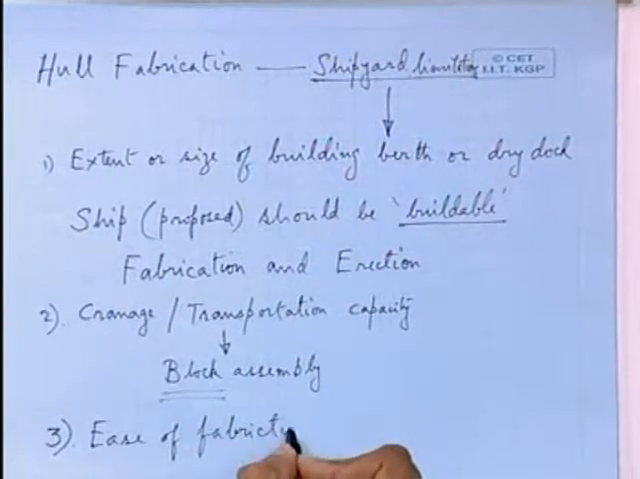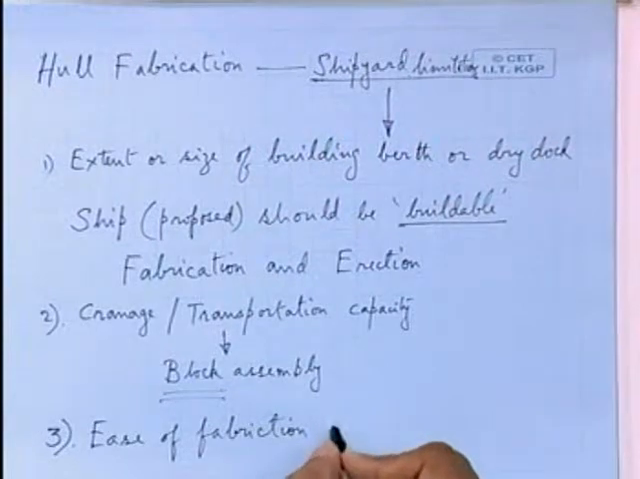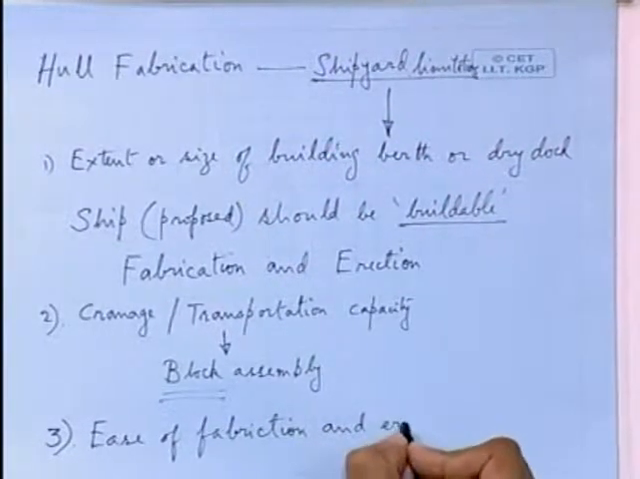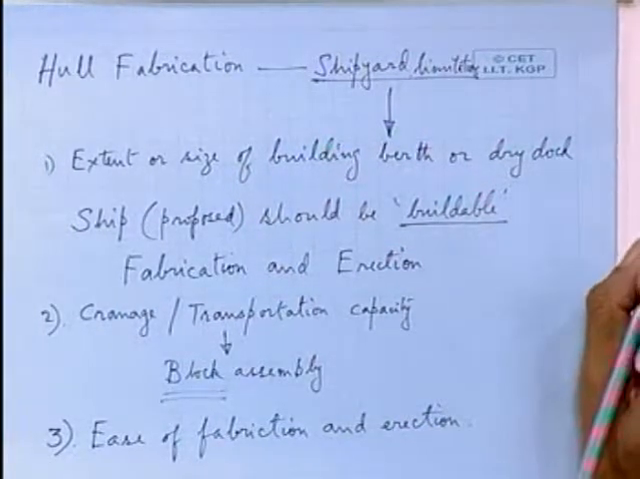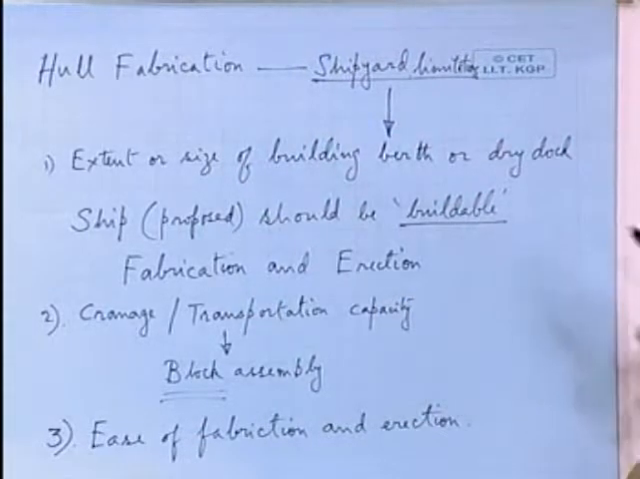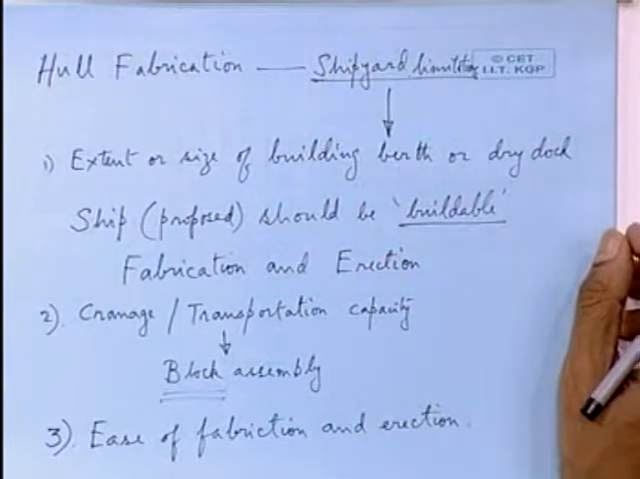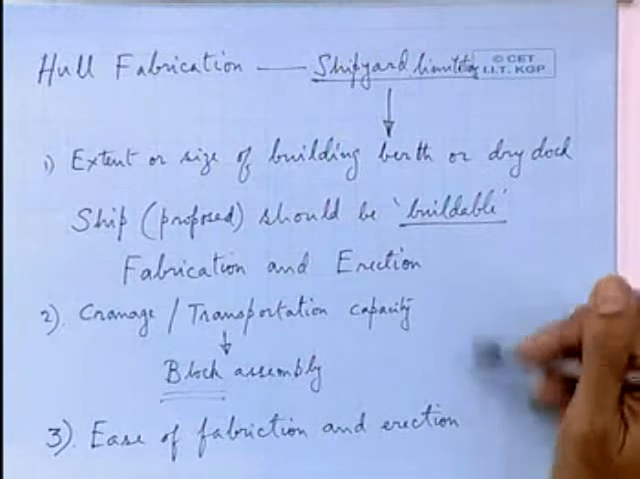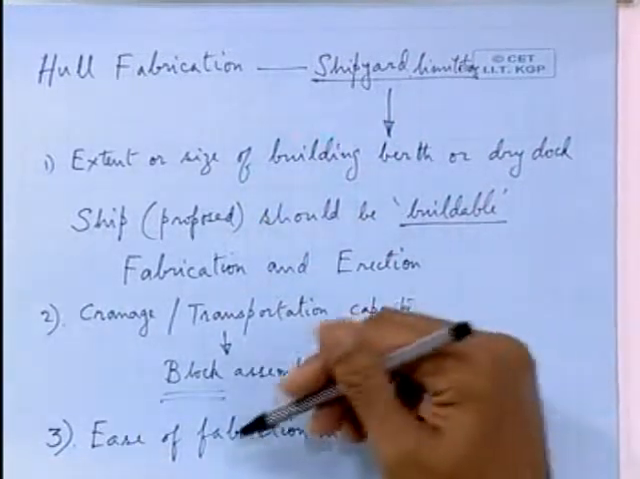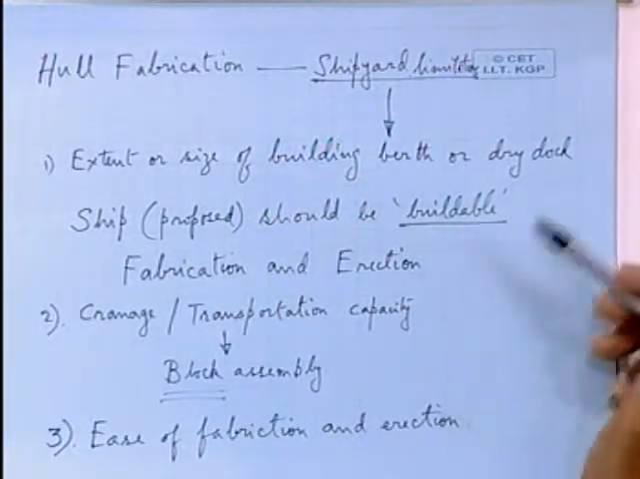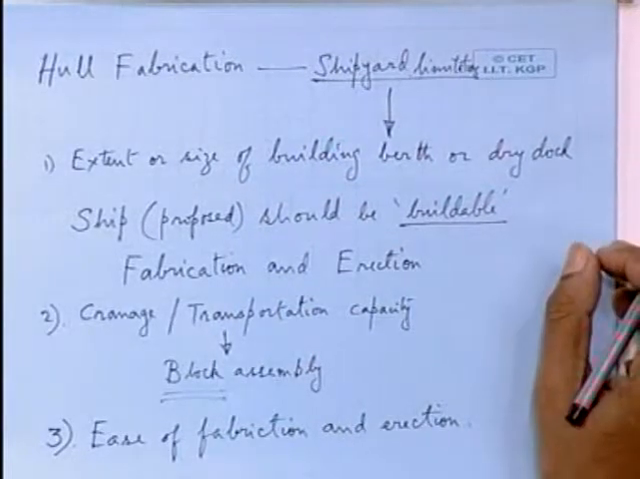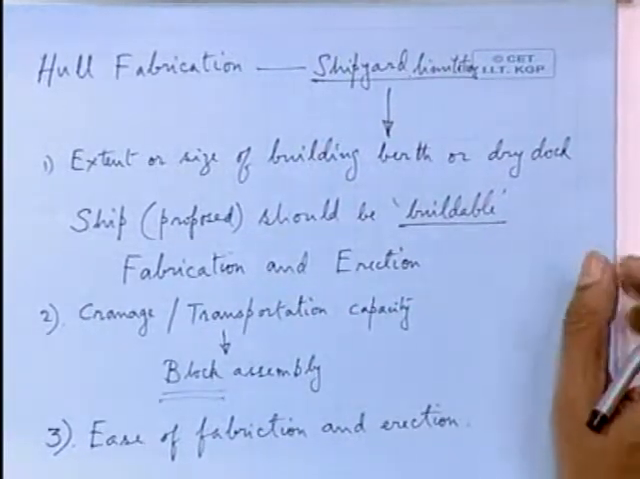Remember that shipbuilding actually consumes a lot of time, and not only that, the shipyard has to employ labor for doing this. So the more time the ship takes in, say, hull shop fabrication, the more the cost will go up. The Japanese yards have perfected this fabrication and erection to a large extent by automation. They build all these large tankers, VLCCs and ULCCs, in just a few months, whereas in our yard we are not even able to build a 26,000 ton bulk carrier in 1 year.